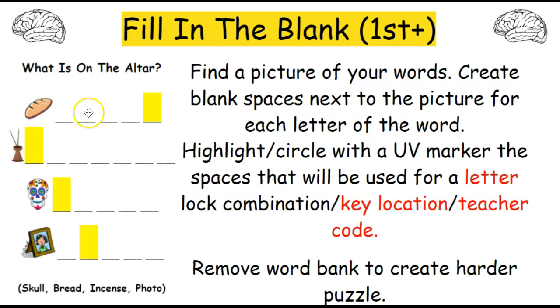So over here, what's on the altar, we start with bread. So we have the D space highlighted over here. The next one we have incense, so that's going to be the I. We have a skull right here, it's going to make it S. And then a photo here, which is going to highlight the H. So taken together, the combination is D-I-S-H, which spells dish.